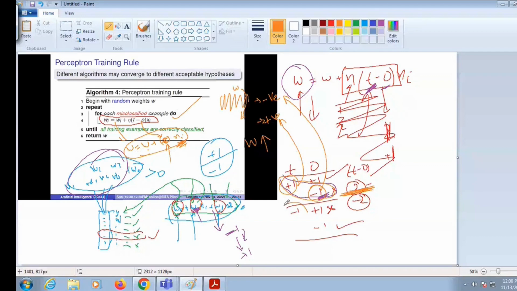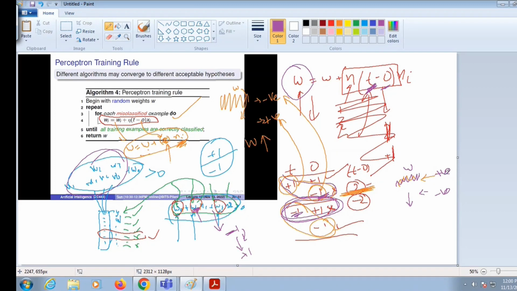Let me see the other case of the error. This is the other case where I have a formula that is going to give me positive, when my expected output was negative. I have a weight, and I want a negative output. So should my weight increase or decrease?